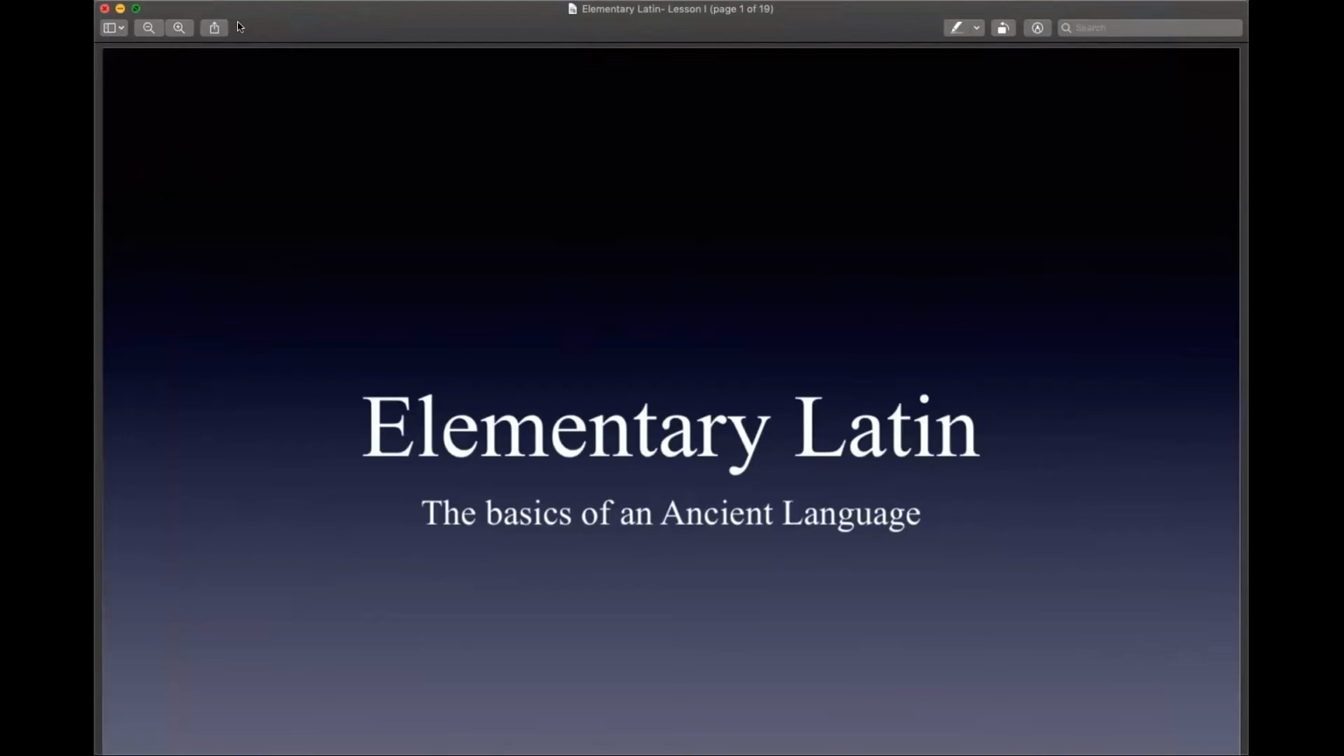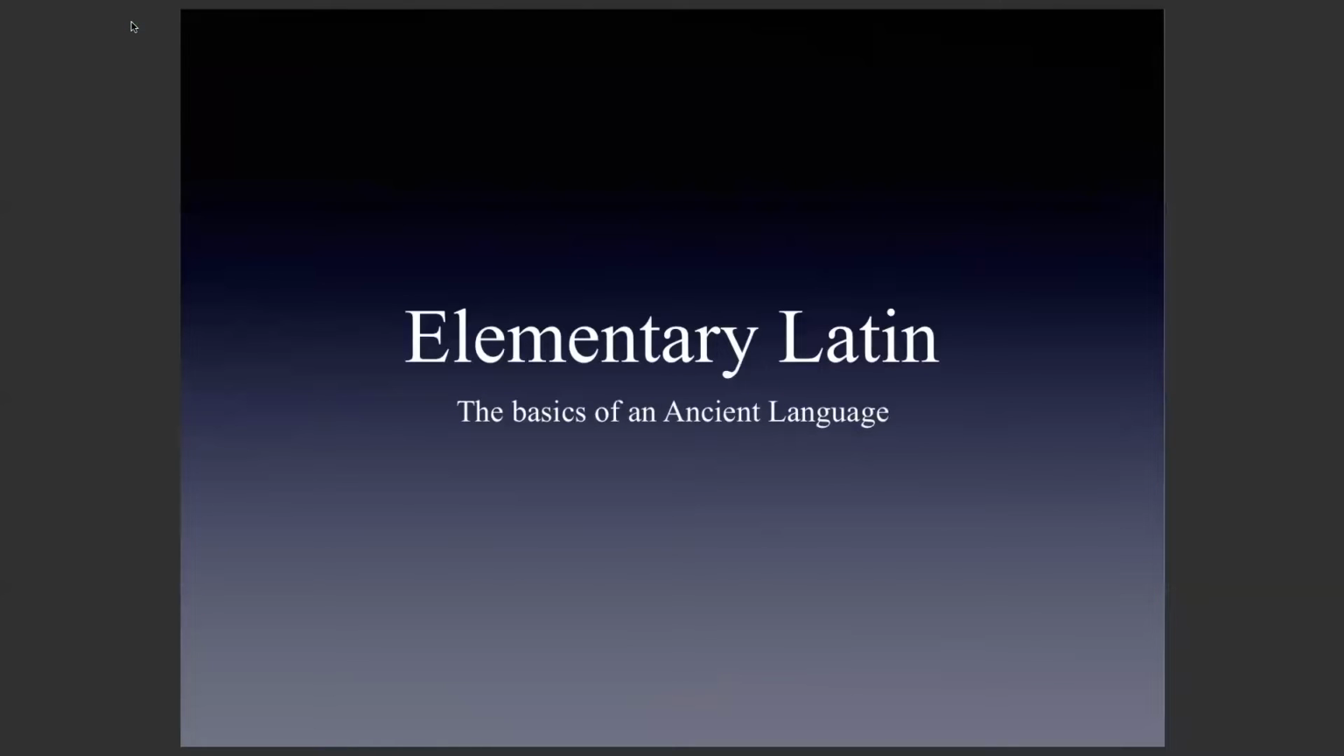Okay, so I've titled the course Elementary Latin, the Basics of an Ancient Language, because learning Latin is a lot different than learning, say, modern languages that we talk today, right? So it's different than learning, say, English or Spanish or Mandarin or Japanese or something like this. It's different. Why? Because it is an ancient language. It's not the same as stuff that's spoken today.